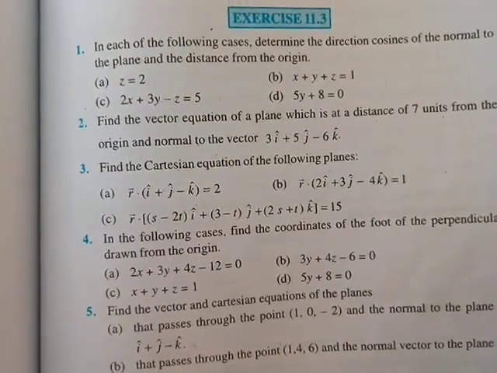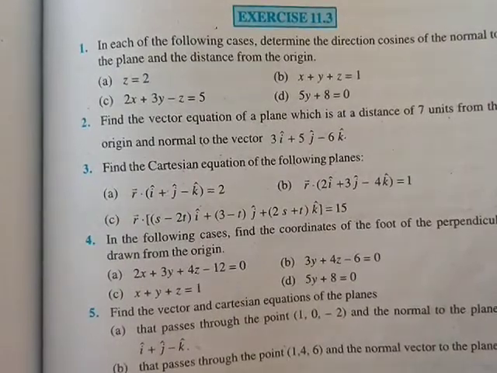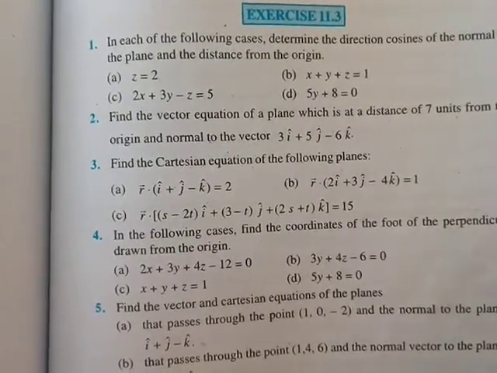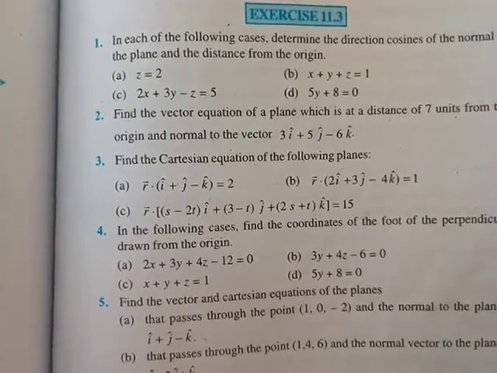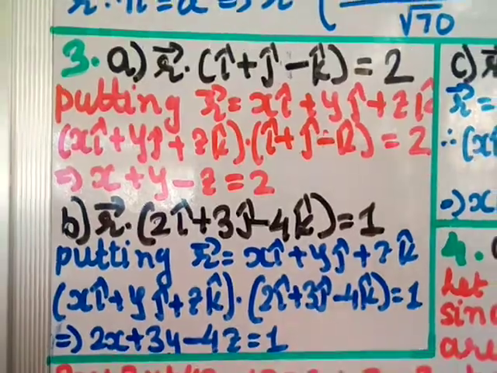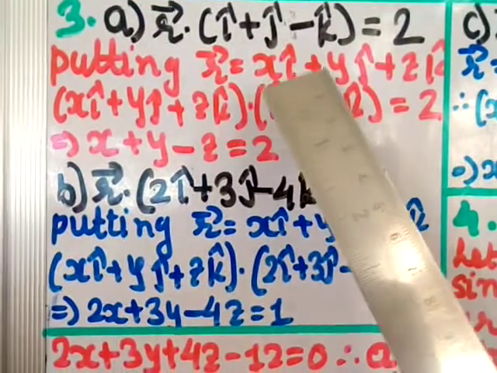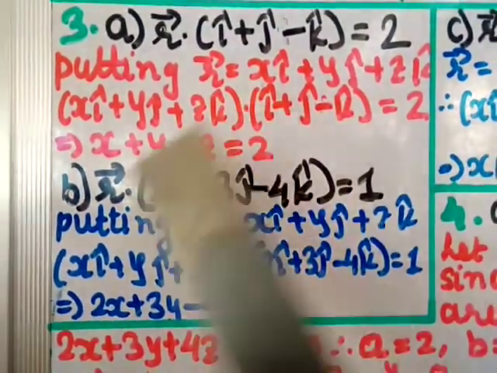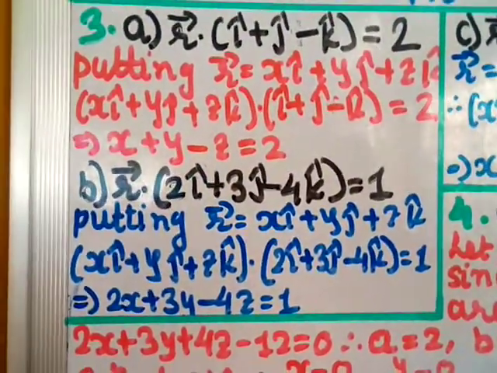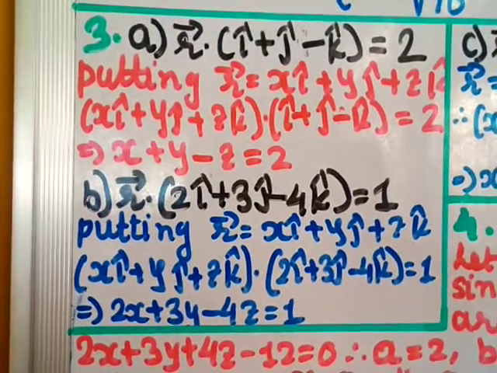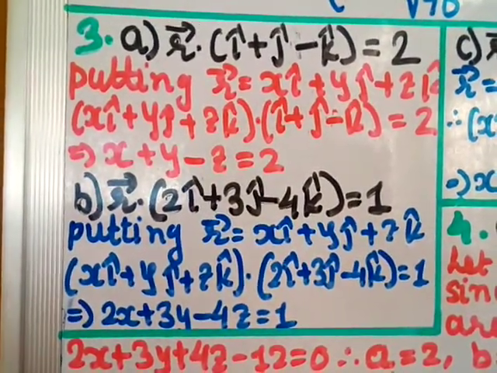Find the Cartesian equation of the following planes. Number A, r dot (i cap plus j cap minus k cap) equal to 2. Now we shall put the value of r as x i cap plus y j cap plus z k cap. This is the position vector of point P, (x, y, z), any arbitrary point on the plane.